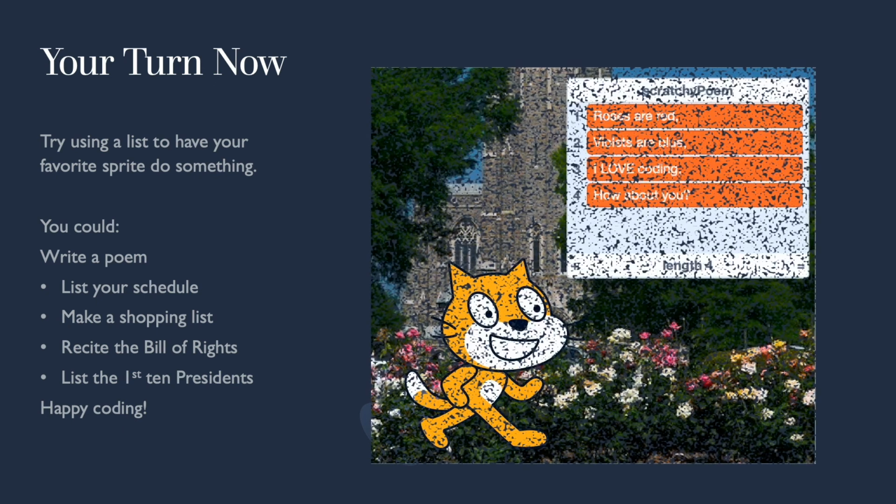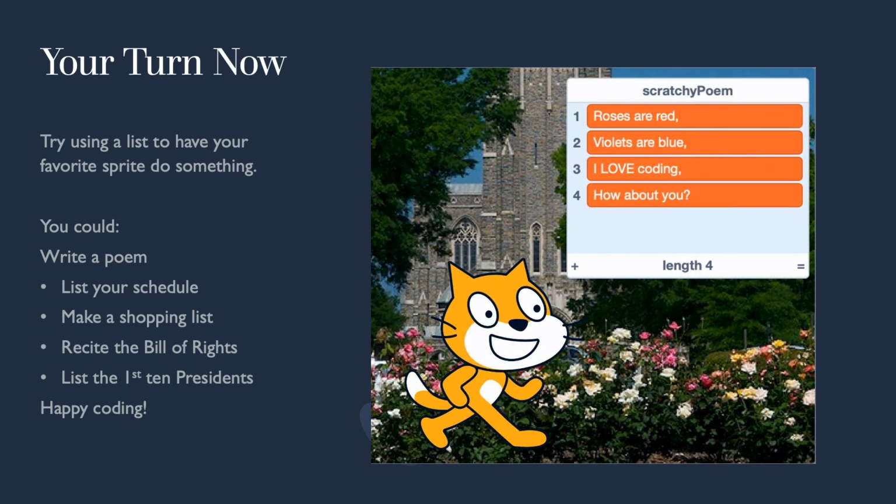Okay, that's sort of how lists work in general. Could you use one to make a random insult generator? Of course not. Lists won't do anything that's mean. So try your hand at making a project and reciting a list. Try it with a poem, to-do list, shopping list, or even the president's.